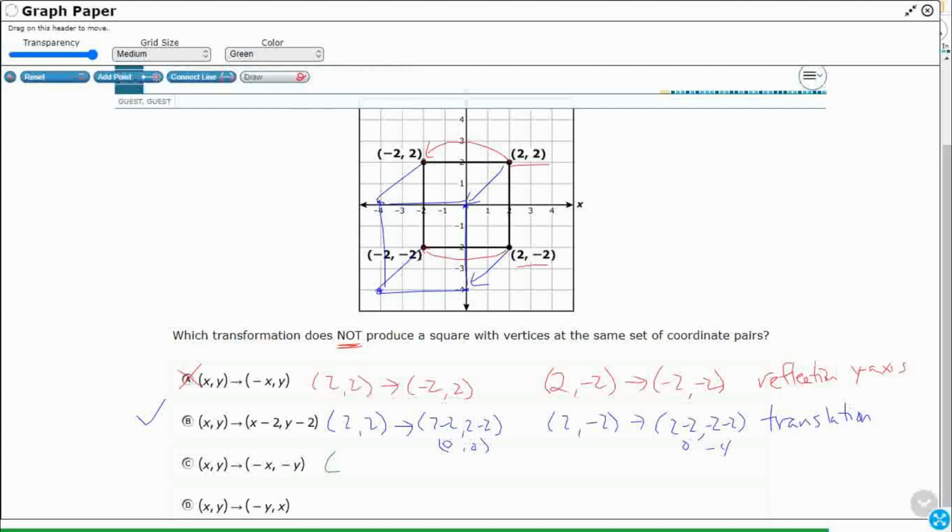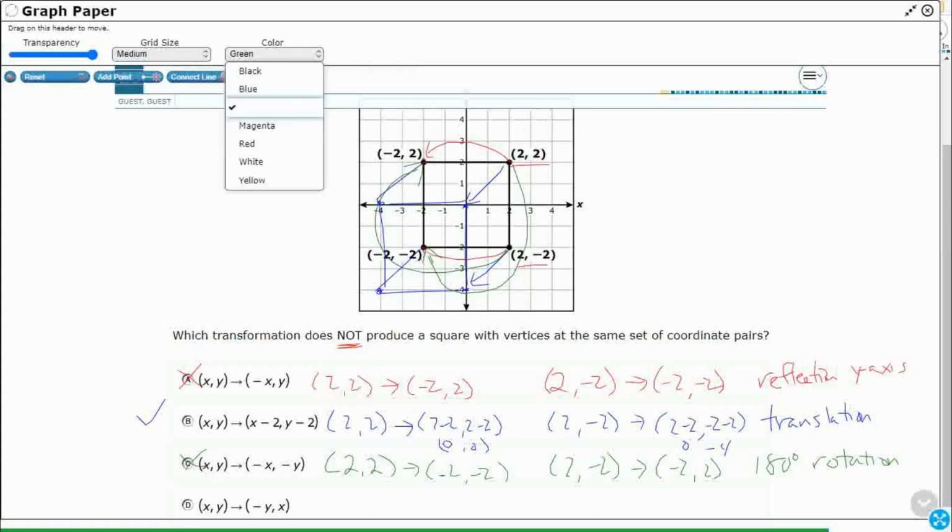All right, so I've got 2, 2, but now look at my rule. I need to just flip the signs on both, right? So it needs to be negative 2, negative 2. And so this is going to go all the way right here, right? And so it is going to keep the same. Let's see what happens with my 2, negative 2. Just flip the signs, it's going to be negative 2, positive 2. And that's going to go right there. All right, so this is a 180-degree rotation, and it is keeping the same vertices.